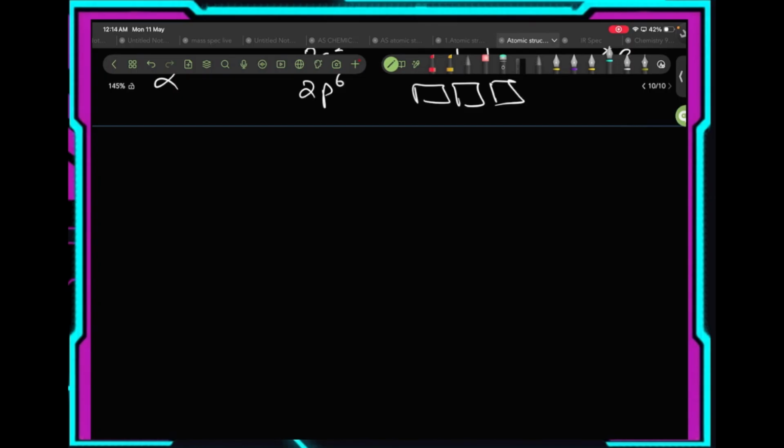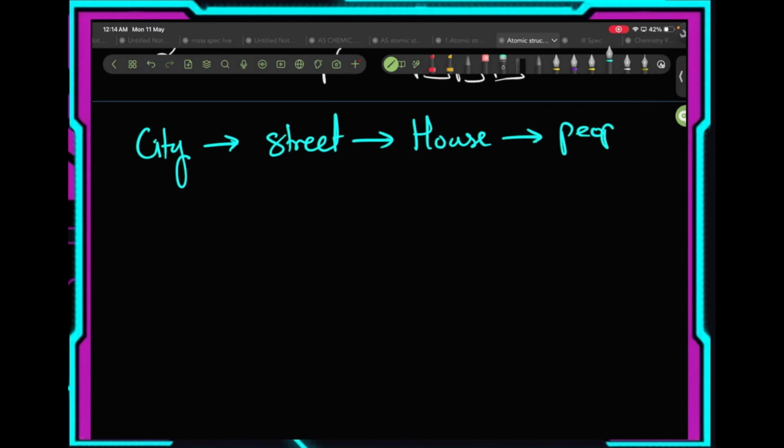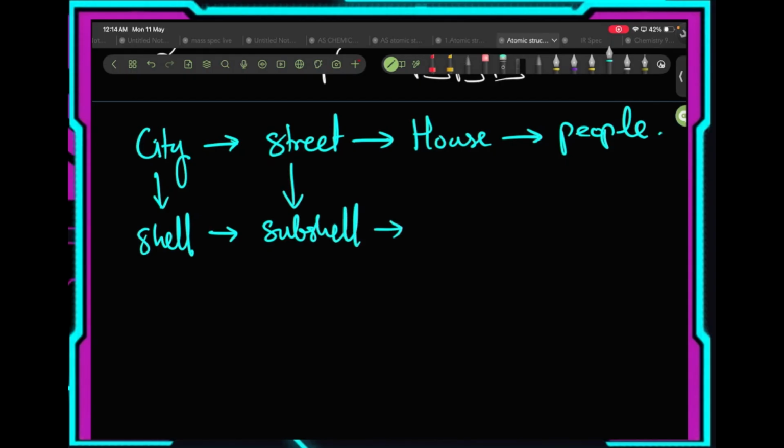Now, the analogy I gave you in your demo class was that you have to think of it like a city in which you have a street, in which you have a house, and inside the house you have people. So the city is basically a shell. Inside the shell you have a street, that means subshell, and then inside the subshell you have a house, which is the orbital where people live, which means the electrons, right? So this is just to memorize and understand that there are levels to it.